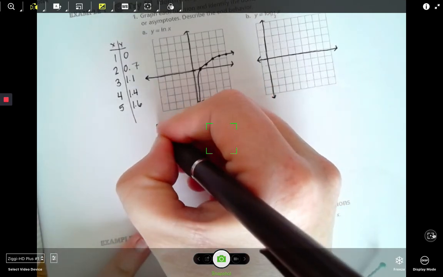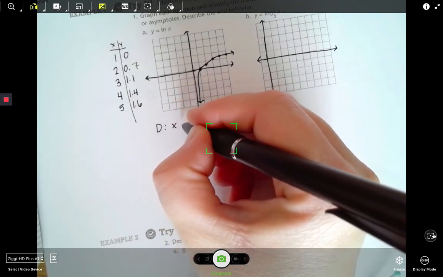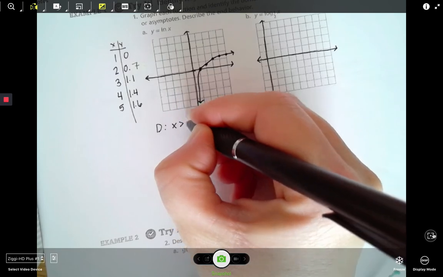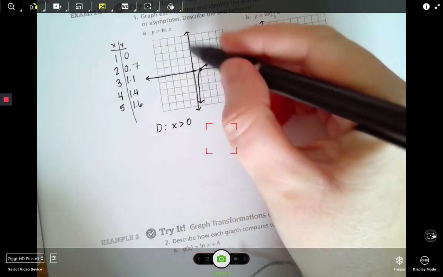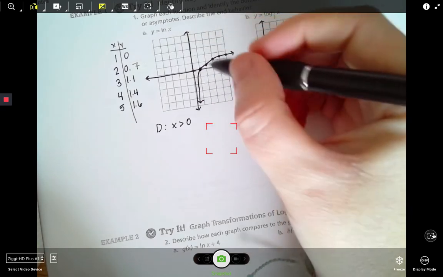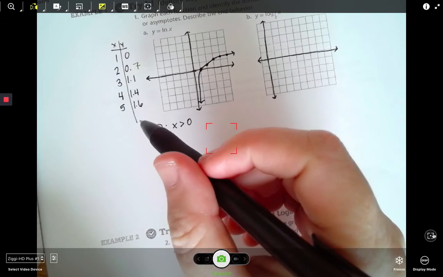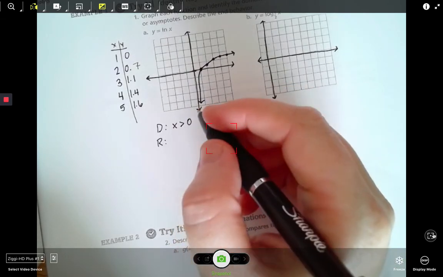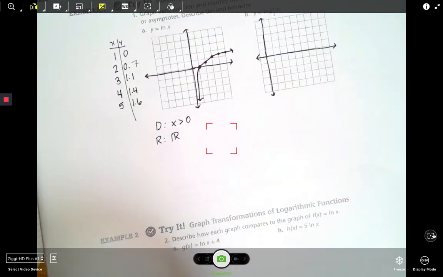So our domain is any x value greater than 0. How do I know that? Because it doesn't go past this y-axis. My range, however, is going to cover every single y value, from negative infinity to positive infinity. So my range is going to be all the numbers.